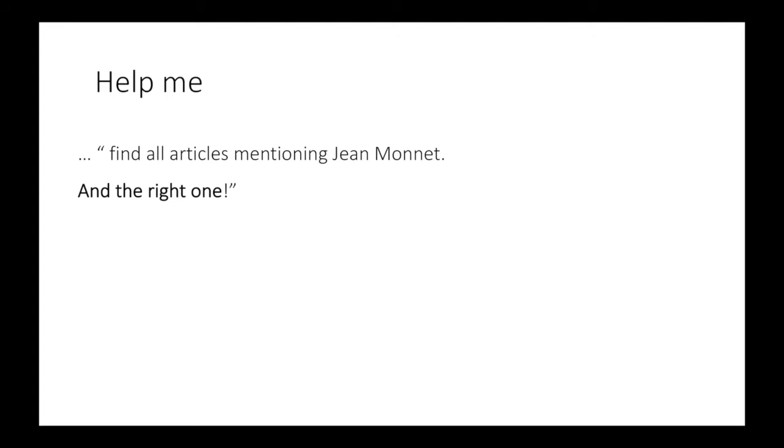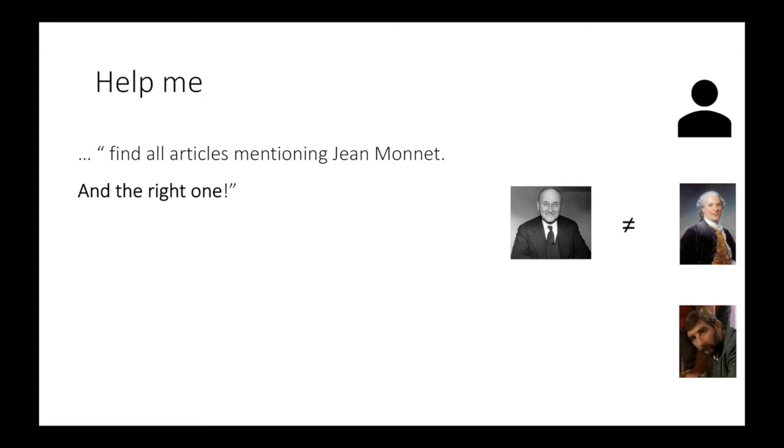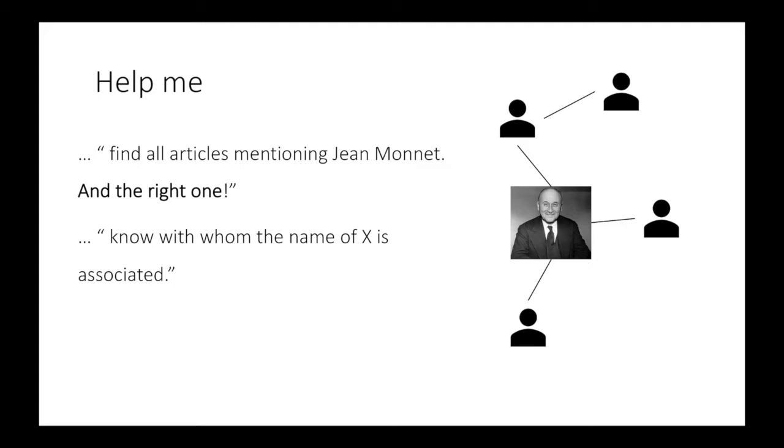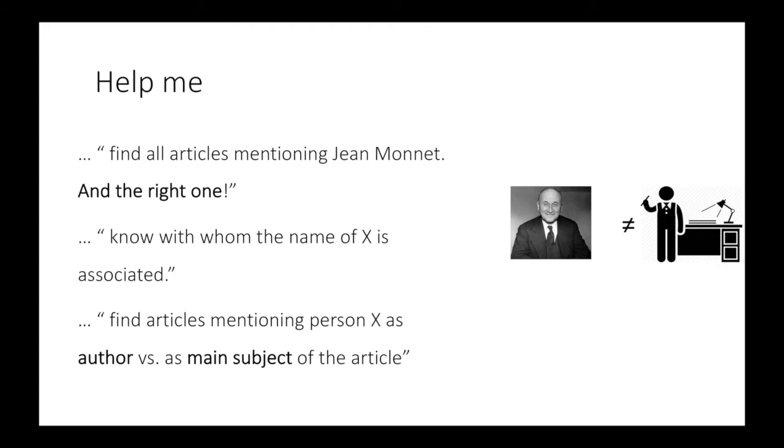Another very classical request relates to entities, with, for example, the capacity to find an article mentioning Jean Monnet, and I want the right one. I do not want the homonym of this person. And once I have found this person, I want to know with whom this person was frequently associated in the corpus. And perhaps more specific to newspapers, I would like to be able to find articles which mention this person as an author versus as the main subject of the article. In this case, named entity processing could help us realize these things.